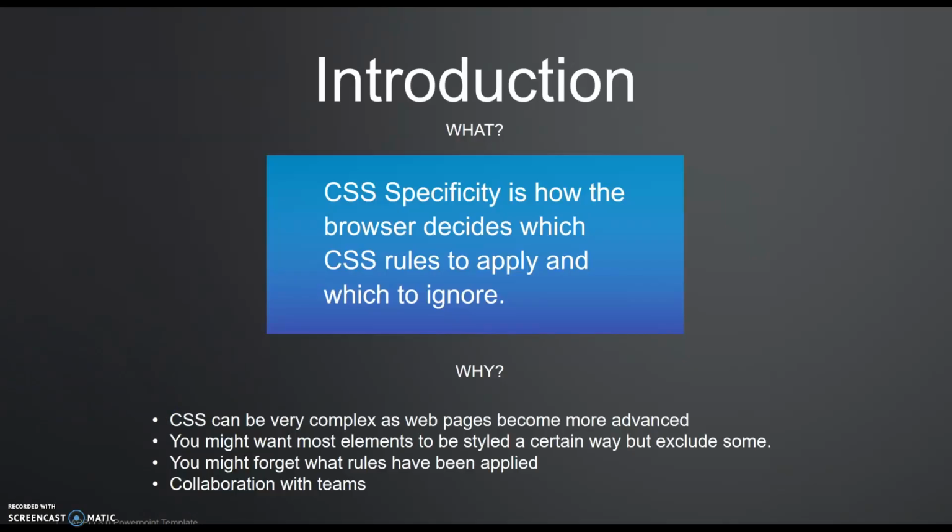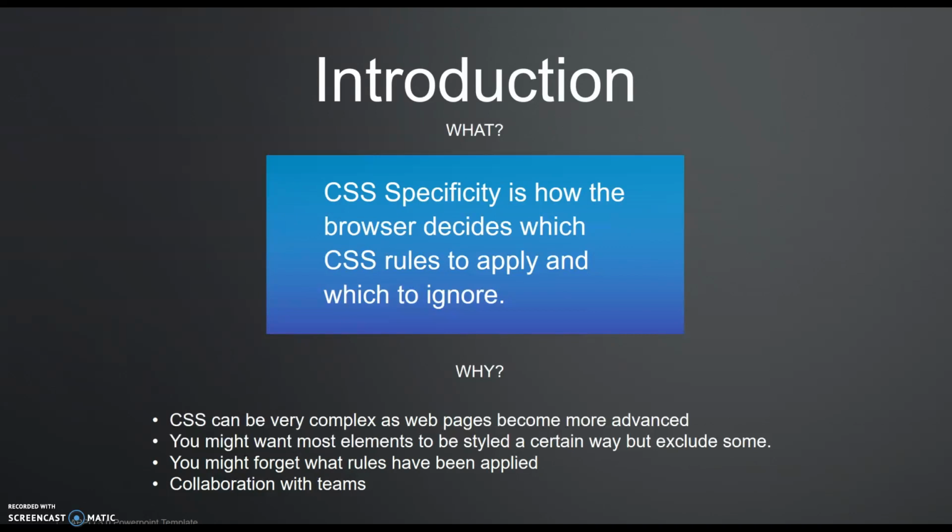CSS specificity is how the browser decides which CSS rules to apply and which to ignore. Now, the reason for that is because CSS can be very complex, especially as web pages become more advanced and become very large. You might want some of the elements on your page to be styled in a certain way, but then some of those same elements you want to exclude or do something different with. So you need to be able to tell the browser which way to do that.